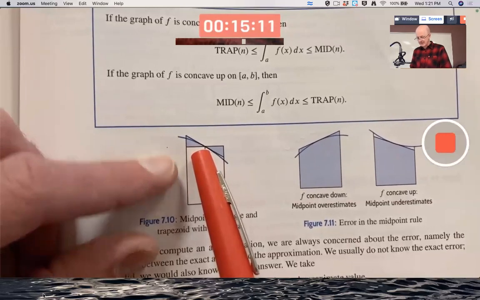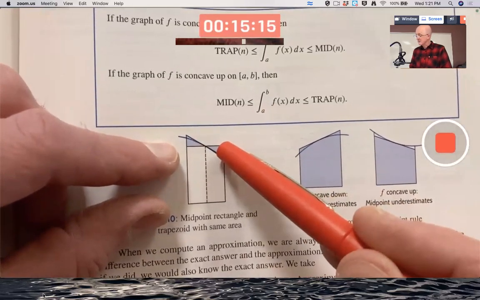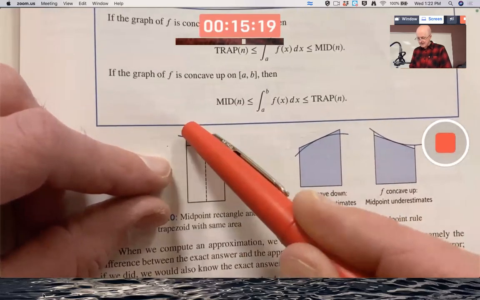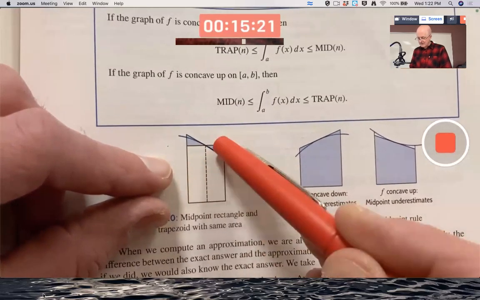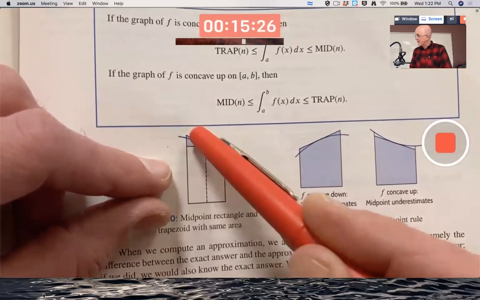Hope that makes intuitive sense. The area of this shaded triangle equals the area of that shaded triangle. Meaning the area of the trapezoid shaped like this is the same as the area of the rectangle shaped like this. Top of the rectangle is right there, top of the trapezoid is right there.